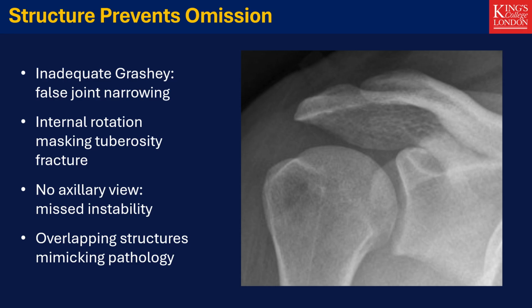Assess alignment second. Localize fractures precisely. Describe displacement clearly. Evaluate tuberosities separately. Recognize instability patterns. Differentiate degenerative, traumatic, and crystal-related diseases systematically. Most diagnostic errors in shoulder radiography are not due to complexity. They are due to omission. Structure prevents omission. That is the core principle.